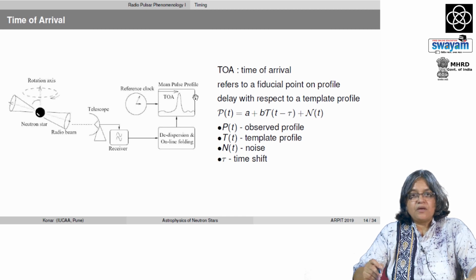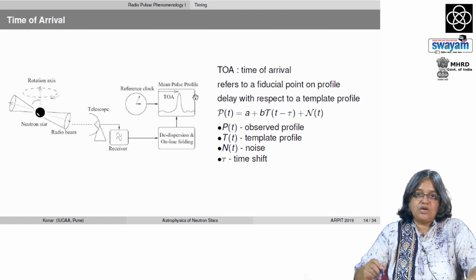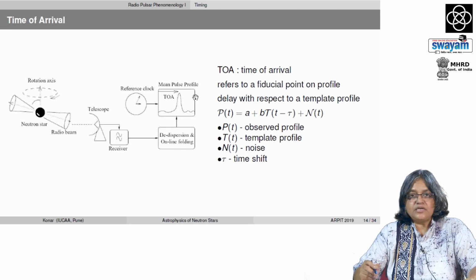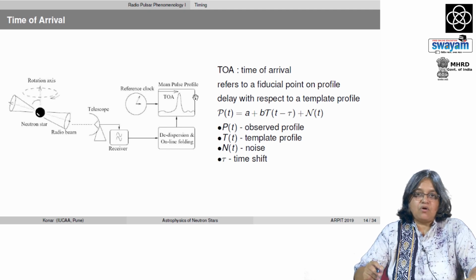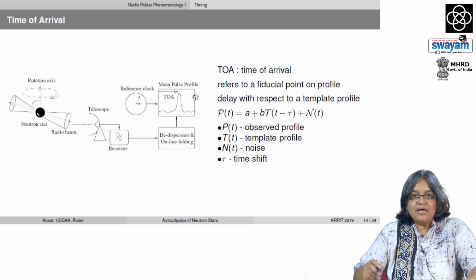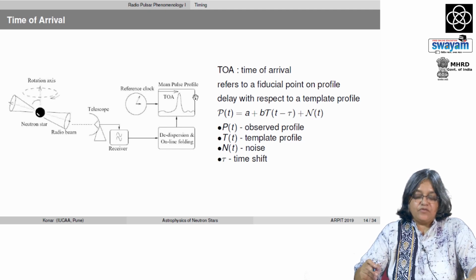Now, we use that template profile, and then after we have obtained a particular pulse, for example, and we have specified a fiducial point, then for the next pulse we know when it should arrive. Now, any delay with respect to the template profile is called a delay in the time of arrival.